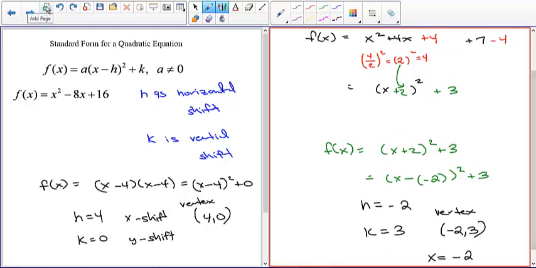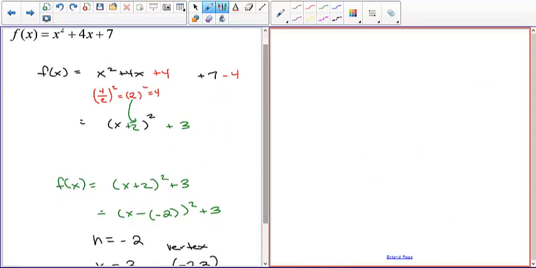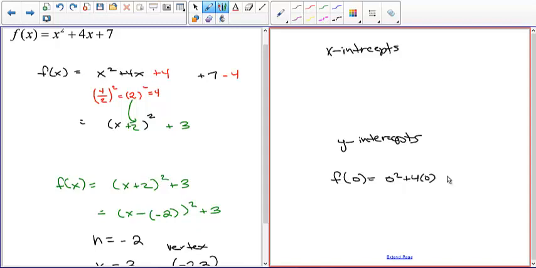So that's the standard form, but let's just go one step further. I said knowing the x-intercepts and the y-intercepts were important. The y-intercept is best just to go back to the original function and say what's f of 0. So that's 0 squared plus 4 times 0 plus 7. So my y-intercept is at y equals 7, or x equals 0, y equals 7. So that's a point on the y-axis.